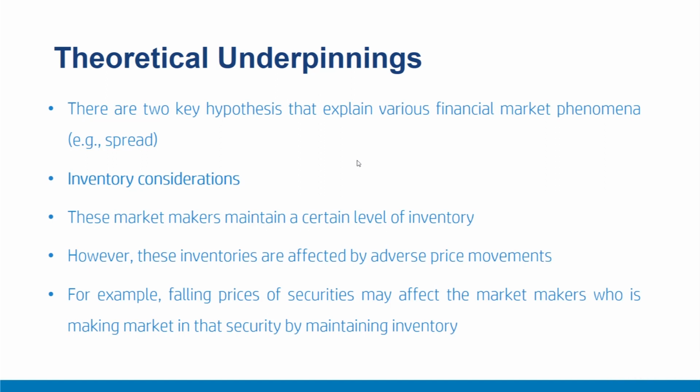Literature on market microstructure and market efficiency comprises two broad theories related to the cost of market makers. First is inventory considerations. Market makers maintain a certain optimum level of inventory as we discussed, and therefore they are exposed to a fall in security prices. They may have to liquidate this inventory of securities at lower prices than they were purchased, maybe they were purchased at higher prices. To account for these losses, a certain component will be charged in the form of spread.